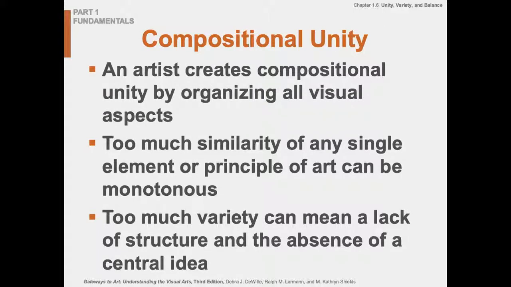So compositional unity, an artist is creating, organizing a visual, all the visual aspects, everything in it, like it's all blue, right? Or it's all a pattern of squares, or it's all going to be repetitions of symmetry, which we're about to look at. If it's too similar, it can get a little boring or monotonous, and too much variety can mean a lack of structure and the absence of a central idea.